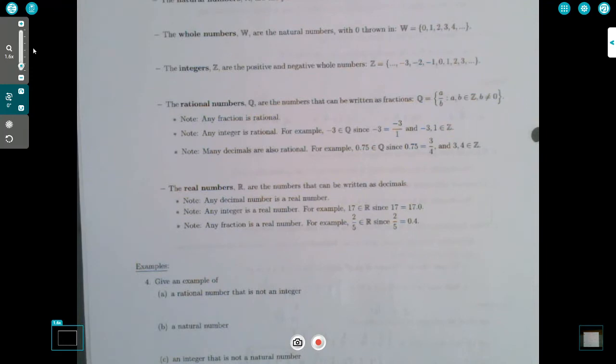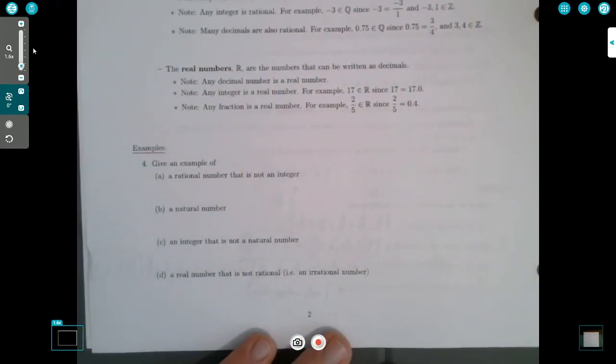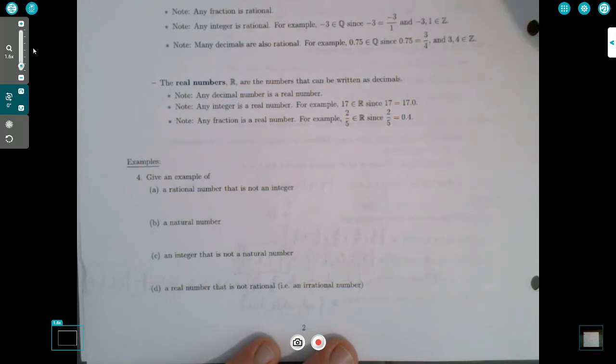Okay. In fact, it takes a little bit of work to find an irrational number. They do exist, and we'll talk about some. But anyway, most of the numbers that you're familiar with are probably rational numbers.